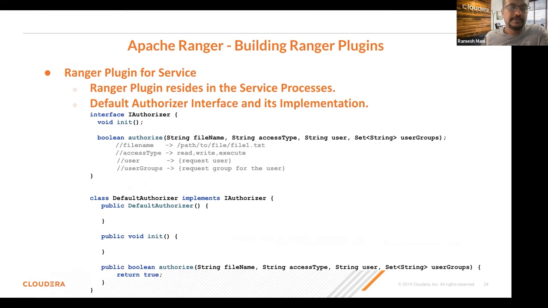Yeah. So the next thing is your service has to have an authorizer. Basically you will have a default authorizer. If you see this one, an init method and an authorize method for HDFS, you will have a file name, access type, what you saw in that definition, and the users and groups. Basically you are going to call this authorize method to authorize these users and groups for access to this path, for this permission, access type.